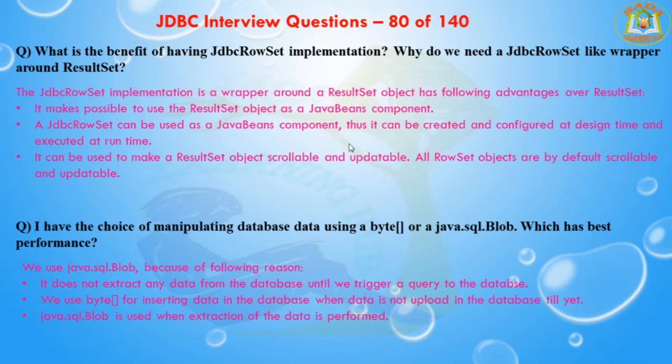It can be used to make a result set object scrollable and updatable. All row set objects are by default scrollable and updatable. If you're seeing the row set, by default it is scrollable and updatable, meaning we can move in any direction and it's possible to update the values in that particular row set.